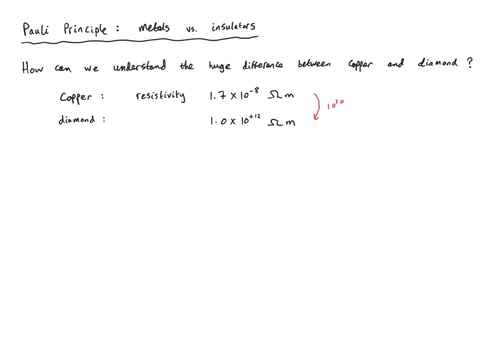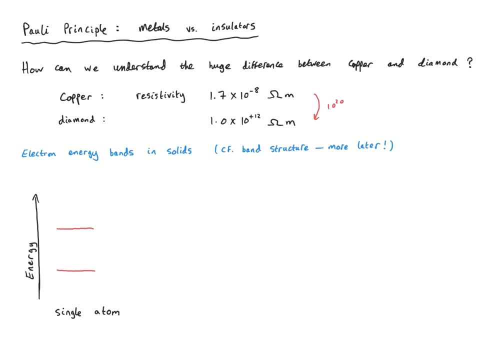The difference between metals and insulators is one of the basic questions in condensed matter physics. First of all, we'll need to consider the electron energy bands in solids. This is related to the field of band structure, and we'll be discussing that more later on in the course. First of all, let's consider a single atom of either copper or diamond, let's say. For simplicity, let's imagine that this atom has just two quantum orbitals, and imagine that they have different energies, which I've denoted here by these two lines in this energy level diagram.